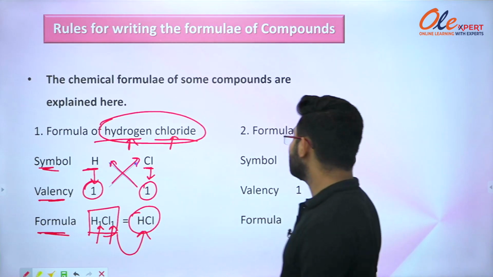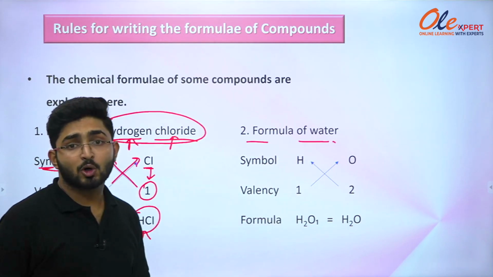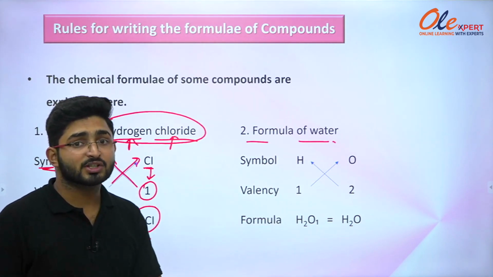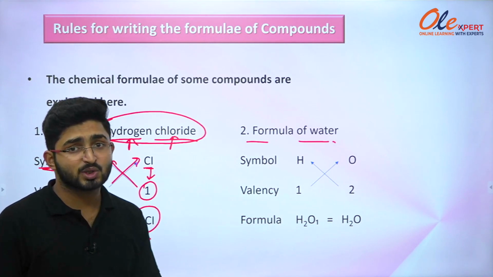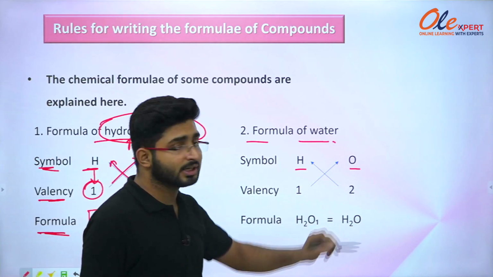Now the next compound you can see here is the formula of water. In water, we know that the composition is of the elements hydrogen and oxygen, so you have to write the symbols of hydrogen and oxygen over here.